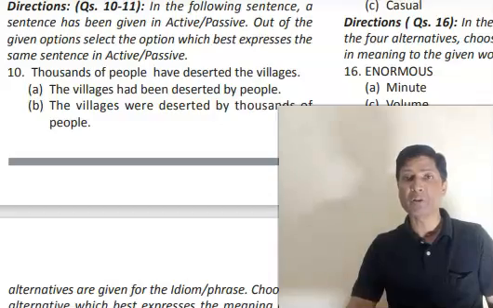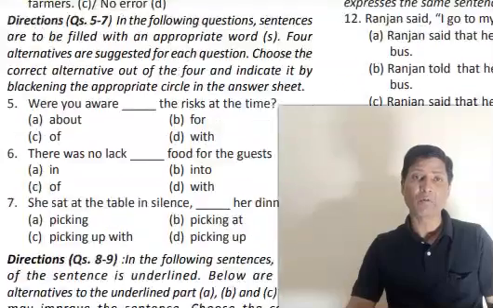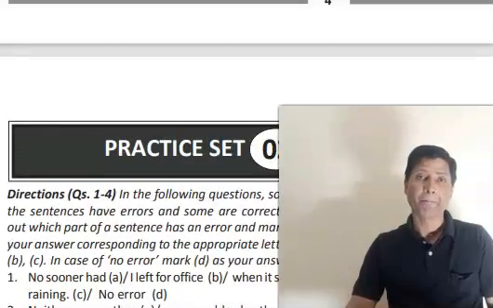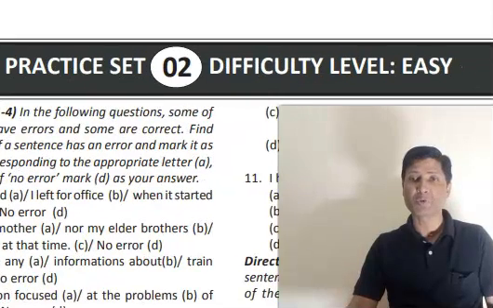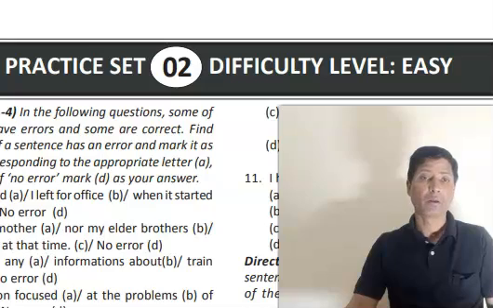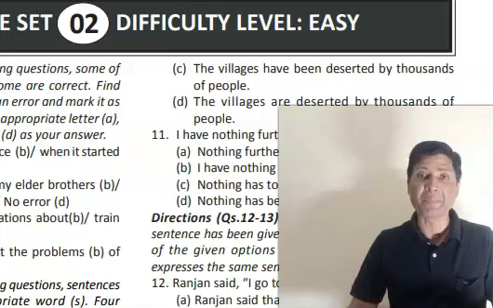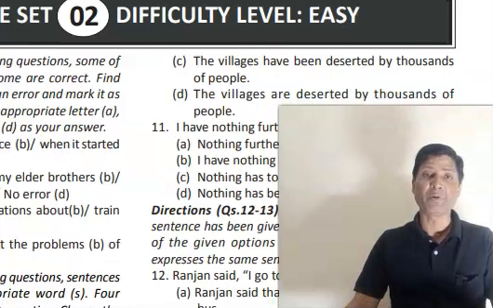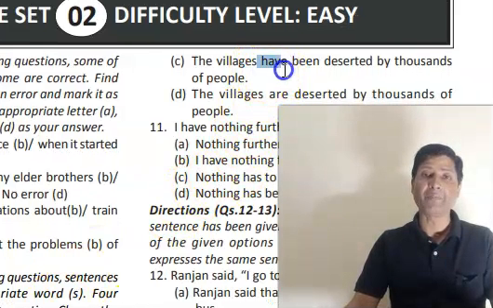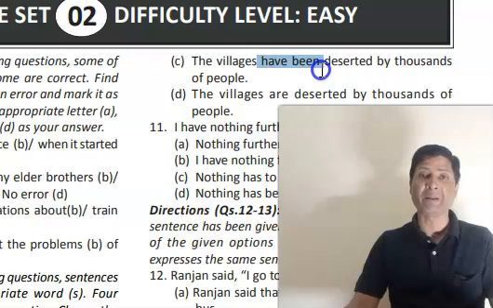Here I am going down. Let me take you to these 2 options and you check. The villages have been deserted. The villages have been deserted by thousands of people. Your answer is C, because here "have" is followed by "been".